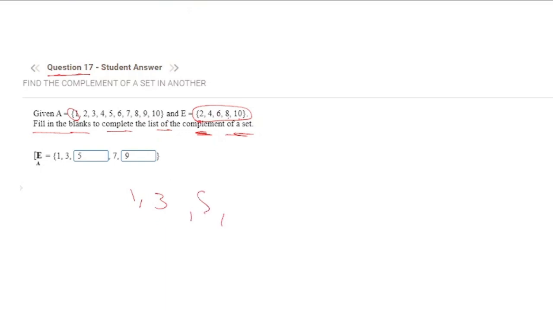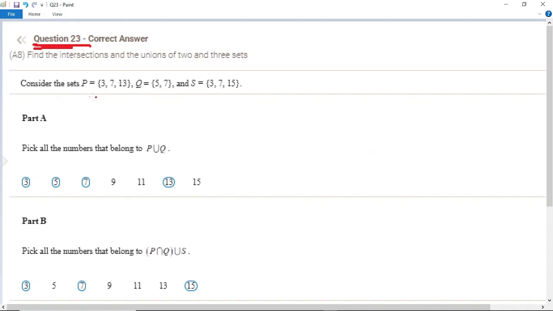6 is in set E. 7 is not there. 8 is there, 9 is not there, 10 it's there in set E, so the answer will be 1, 3, 5, 7, 9. So 13579. Consider the sets B having the numbers 3, 7, 13, Q 5, 7, and S 3, 7, 15.